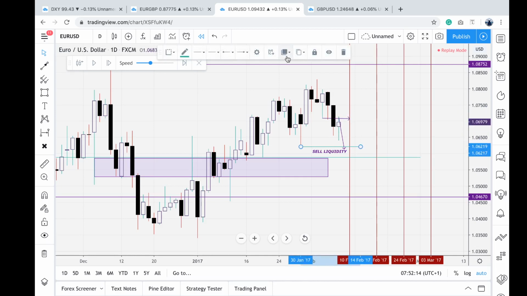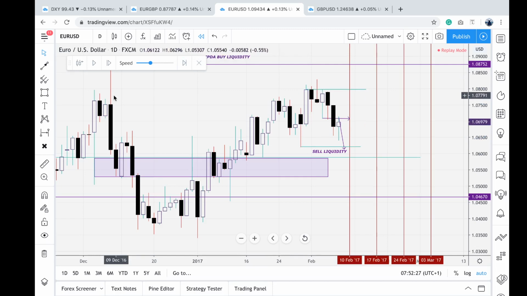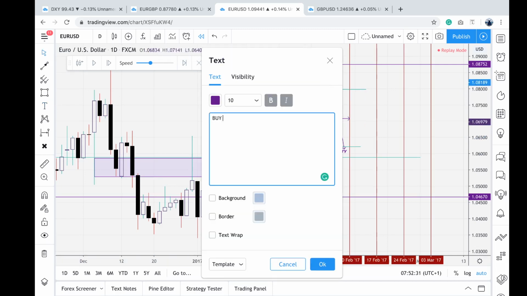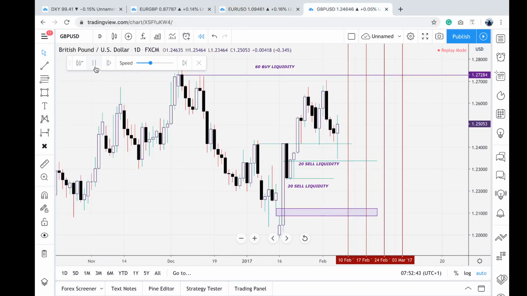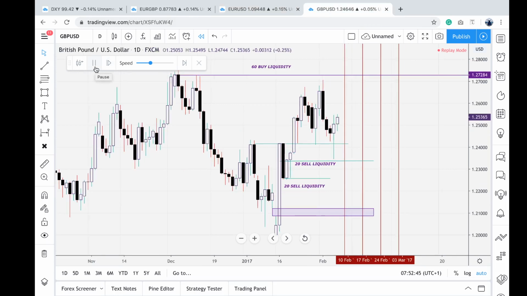Okay, let me clone this actually. So this is actually a buy side liquidity resting off this clean candle. Buy side liquidity is resting off that clean candle. So we're gonna put buy liquidity. Okay. So let's see what the market would do. British pound, US dollar. So I'm really not considering this pair.